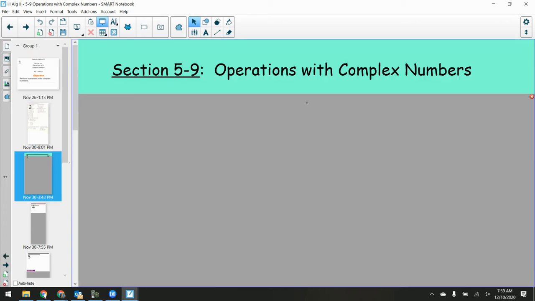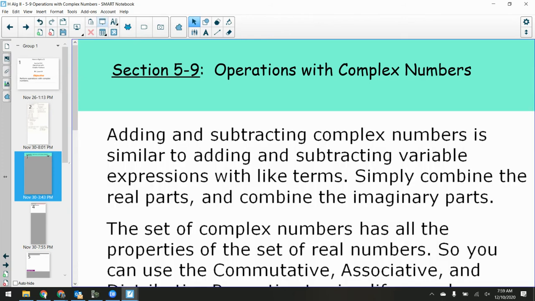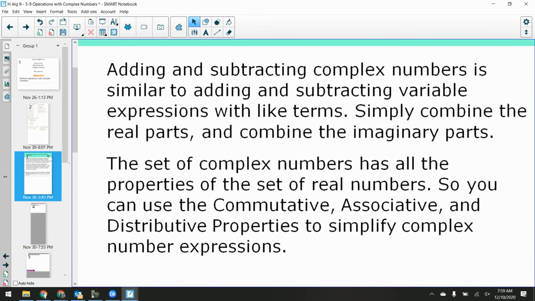All right, so we know that complex numbers are of the form a plus bi. Okay, so what we're going to do today is take those complex numbers in the form a plus bi. We're going to add, we're going to subtract, we're going to multiply, we're going to divide them. We're just going to look at how we operate with these complex numbers. Adding and subtracting complex numbers is really quite easy.